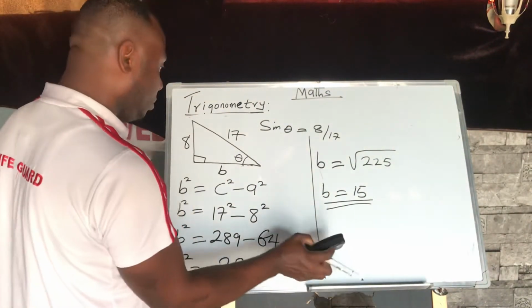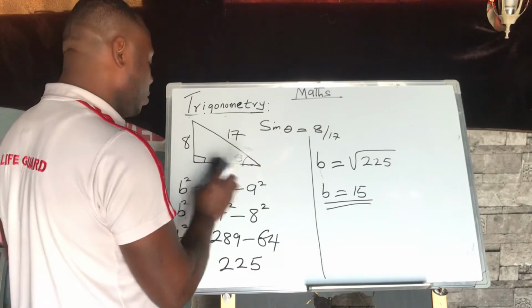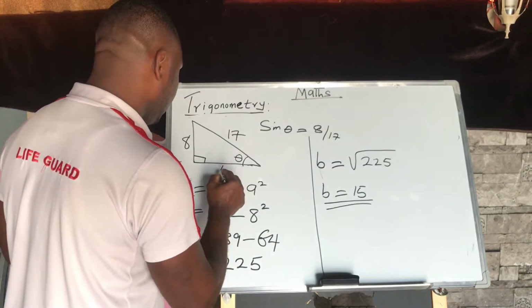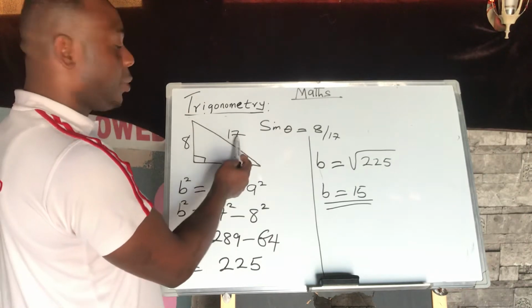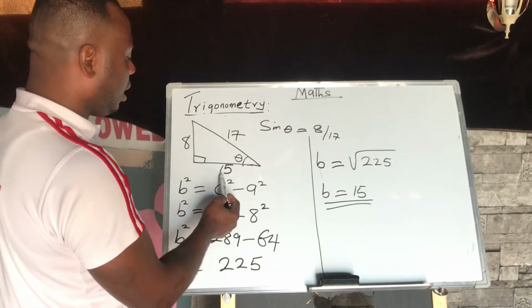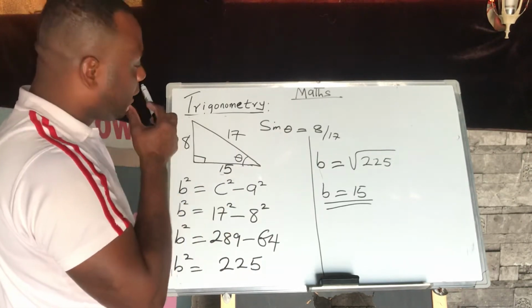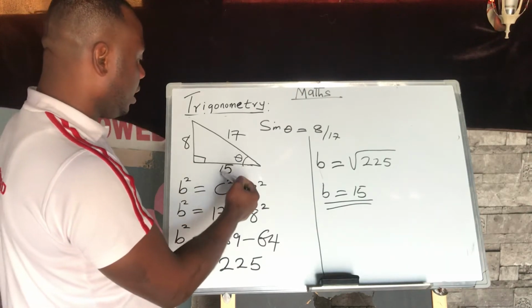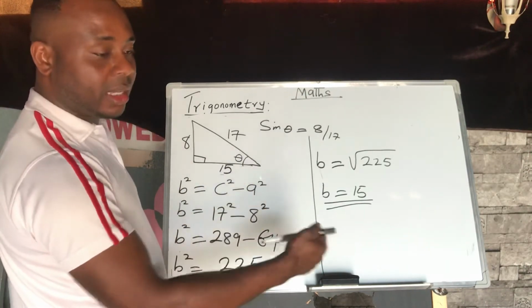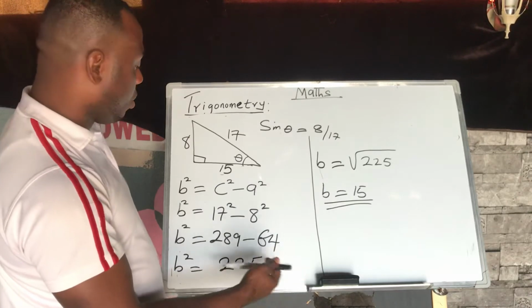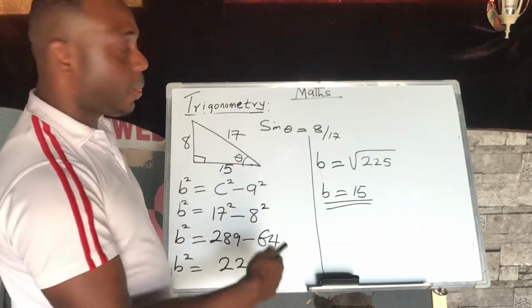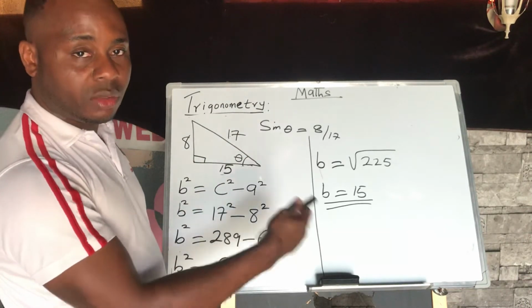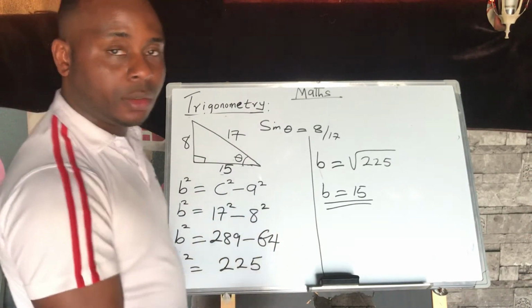So now this place is 15. So when opposite is 8, hypotenuse is 17, adjacent side is 15. Now we have finished getting this. So we now start answering the other remaining questions. But I want to give you 1 minute to copy this so that I can write down the other questions so we can solve them. So make it fast.